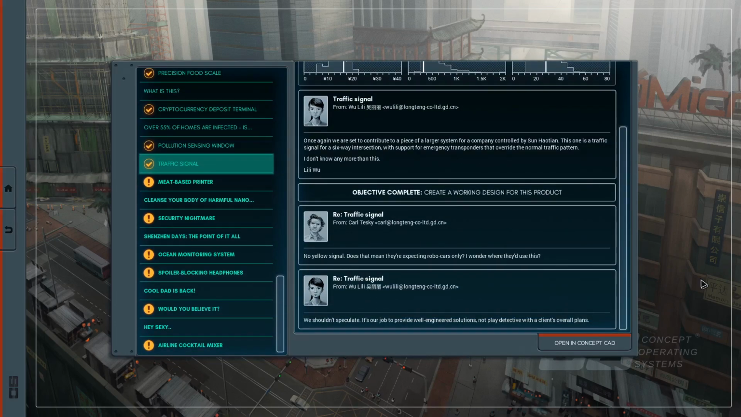Does that mean they're expecting robocars only? I wonder where they'd use this. We shouldn't speculate. It's our job to provide well-engineered solutions, not play detective with a client's overall plans. I'm assuming the way you're typing that is that this is just a normal thing in the world.